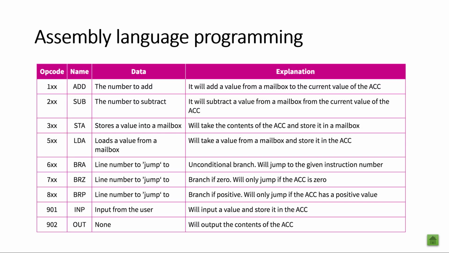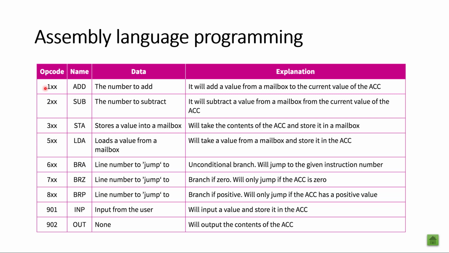And then we talk about assembly language. Now this puts a lot of people off. But assembly language is essentially just programming in its basic form. And you will get these commands in your exam questions. There's no need to remember these. You've got opcodes, which start with 1, 2, 3, 5, 6, 7, 8, 901 and 902. These are classic commands, 901 and 902. 901 is for input, requested from the user, and 902 is an output. Everything else, so add, subtract, store, load, branch, branch, branch.